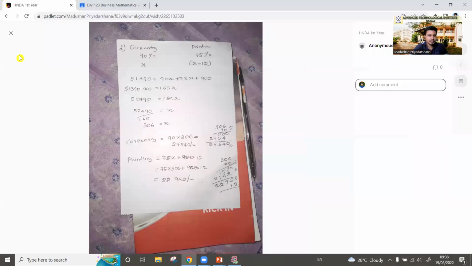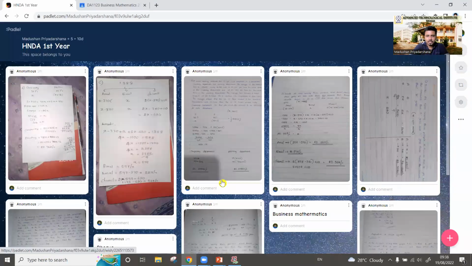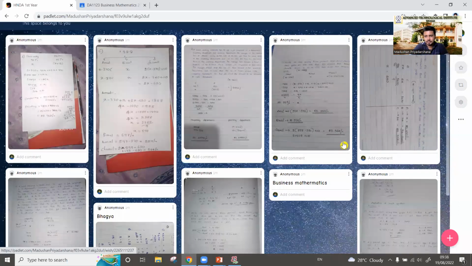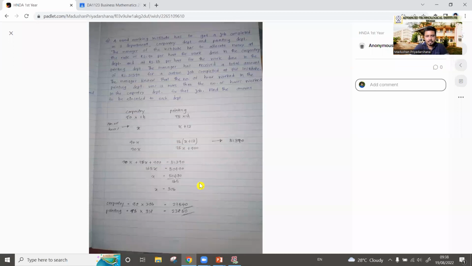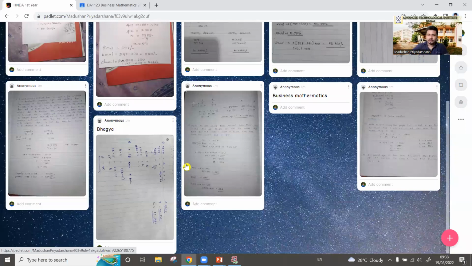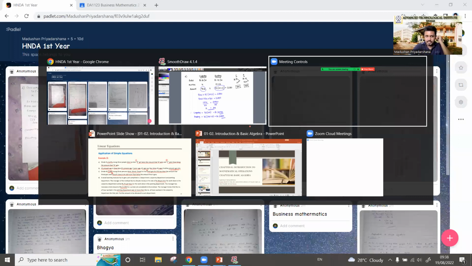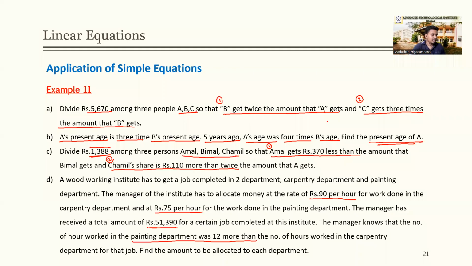Right. What about the others? Yes, 27,540 and 23,850. Good. Okay, so that is regarding simple equations, so we can say linear equations. Then we'll move to the next one.